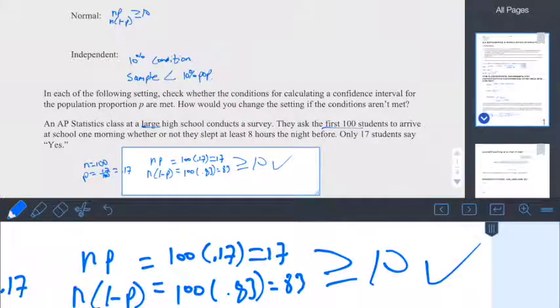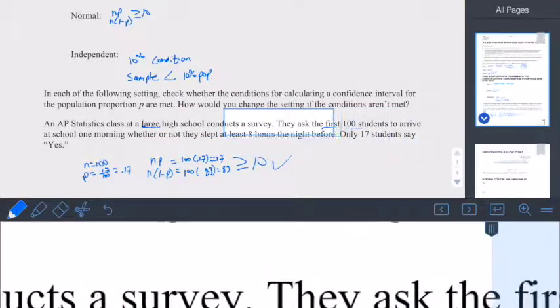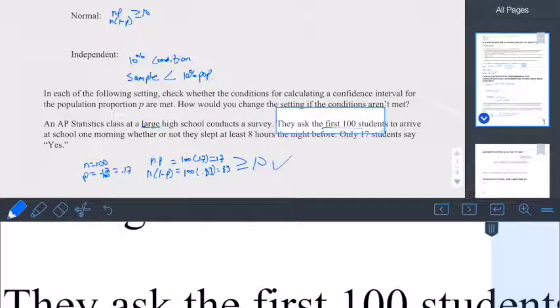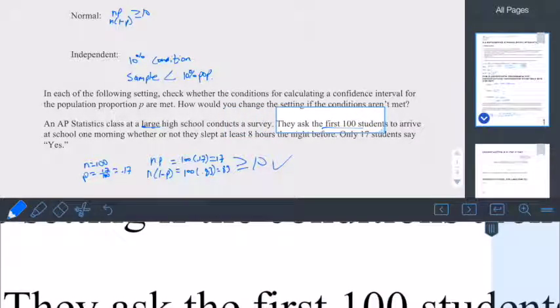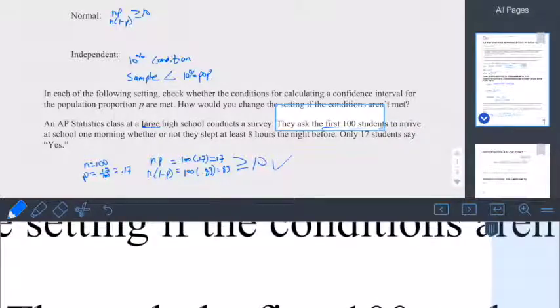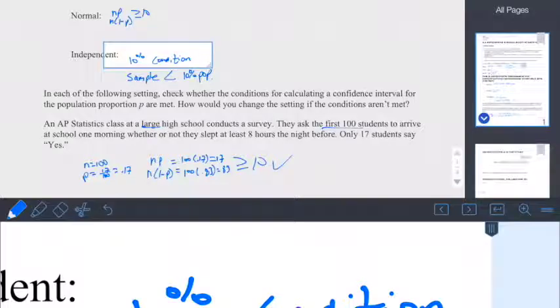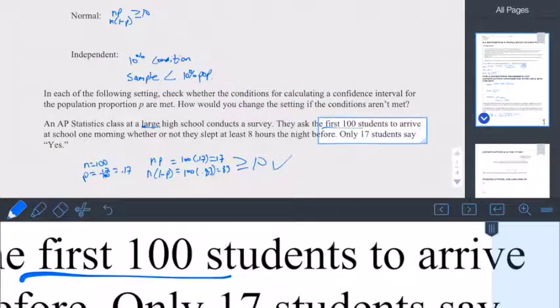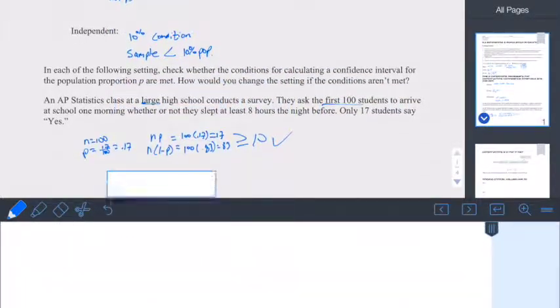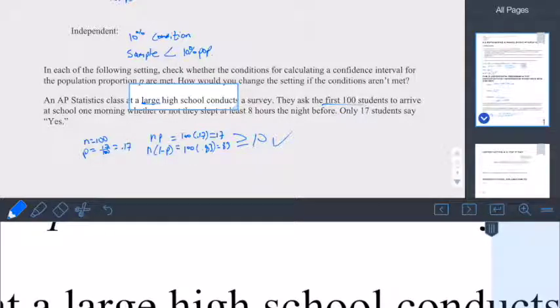And then independent, well, if we ask the first 100 people, we don't know if that's independent or not, because we don't know if we ask them one at a time and if any of those first answers could affect the other ones. But I don't see any issues. We can check the 10% condition. 100 is less than 10% of all students at that large high school. We said it was large, so we're assuming that it's a large enough population.